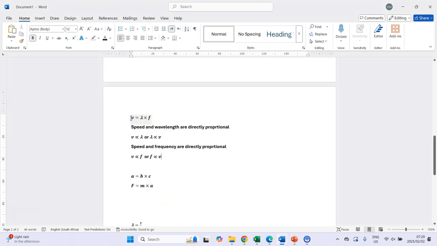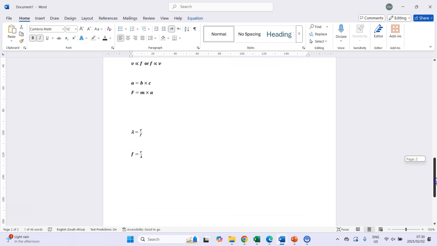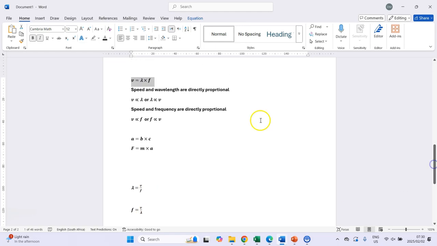Now let's go back to this equation where wave speed is wavelength times frequency. In the last lesson, we learned how to rearrange formulas. So now we are going to rearrange that formula as wavelength is wave speed divided by the frequency, and the frequency is the wave speed divided by the wavelength. So both of those are derivations of this original formula, and we've just rearranged it.